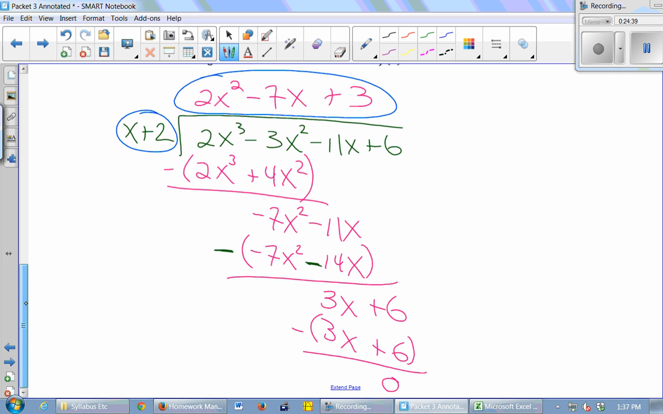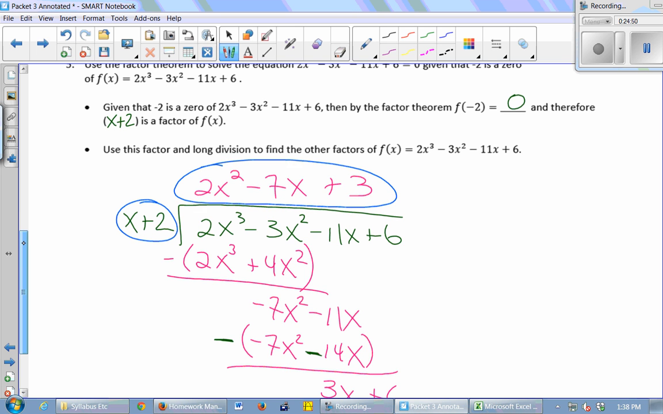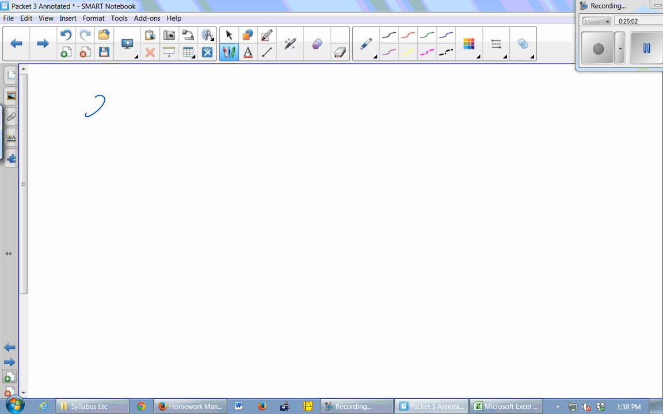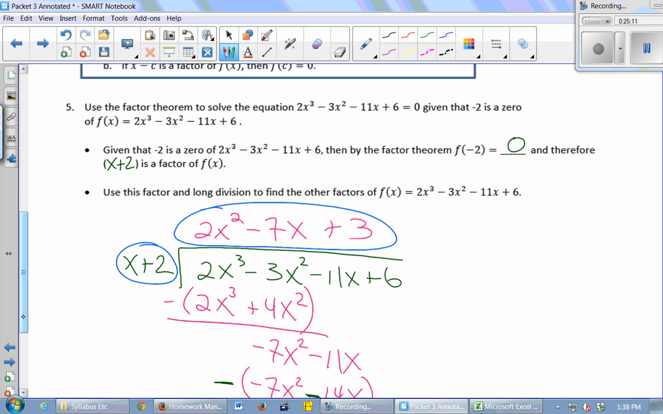Yep. So let's write this all out. I'll do a new page here. It depends on the directions. It didn't explicitly say to, but I think just for demonstration purposes. All right, 2x cubed minus 3x squared minus 11x plus 6.